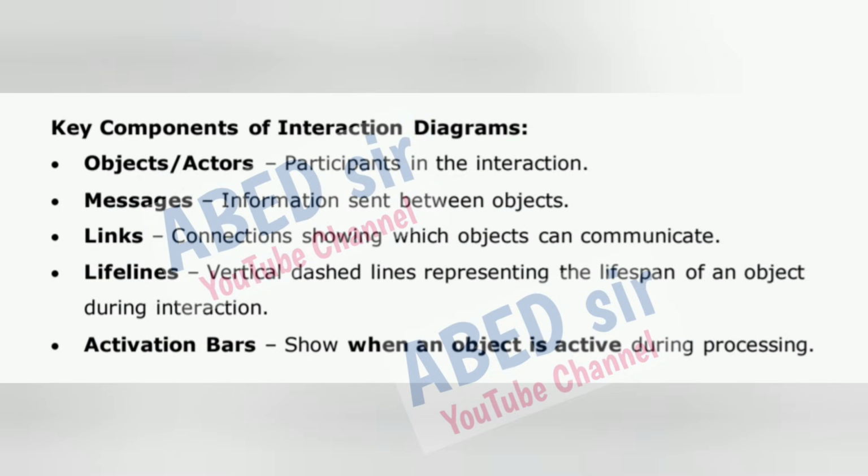Key components of interaction diagrams. Objects, actors, participants in the interaction. Messages, information sent between objects. Links, connections showing which objects can communicate. Lifelines, vertical dashed lines representing the lifespan of an object during interaction. Activation bars show when an object is active during processing.